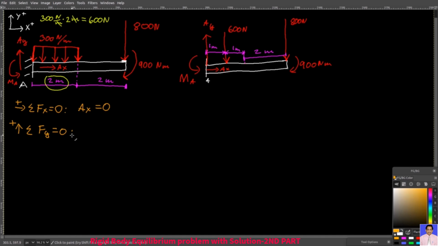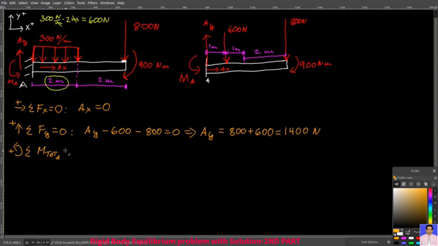Then in the y direction, you have these forces, and so right away you know that AY equals 800 plus 600, that's 1,400 newtons. Finally, I'm going to take all the moments about point A, and it must be 0. I write here M total A because it's a different thing than this one here, MA. This one is one reaction moment at point A that does not allow this beam to rotate in either direction. But then you have to sum up all the moments, and so I'm going to put here M total A.